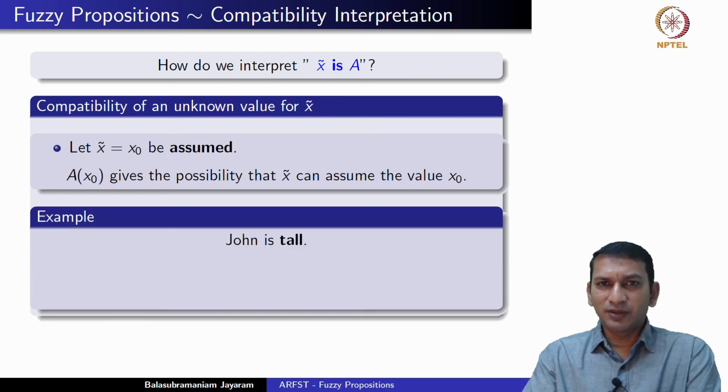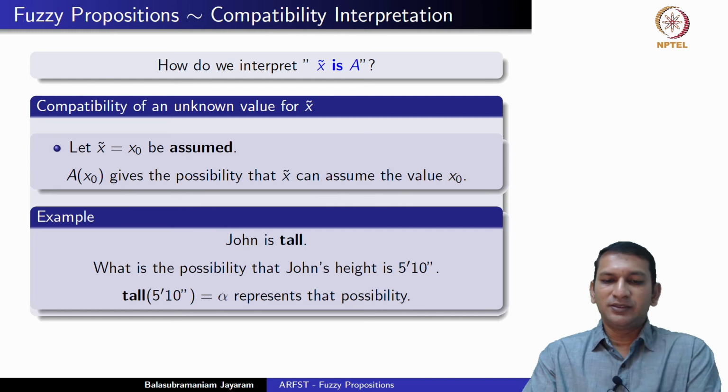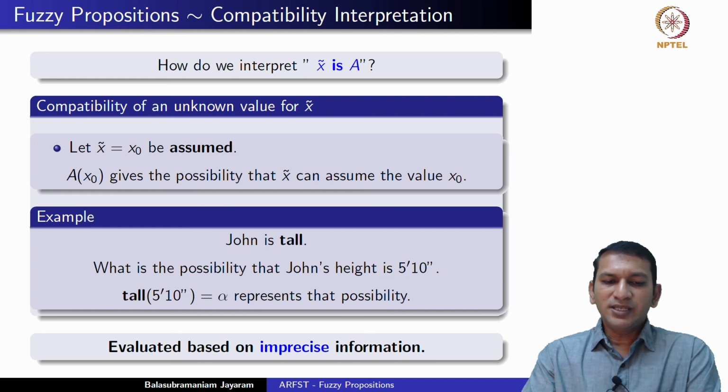Once again, for the case of our example, John is tall. Now we do not know the height of John, but we are asking the question, what is the possibility that John's height is 5 foot 10 inches? So now this alpha, which is the membership value of 5 foot 10 inches in this fuzzy set tall, represents that possibility that John's height would be 5 foot 10 inches. So now, once again, we are evaluating something about the statement, the possibility that John's height is this, based on imprecise information. We actually do not know x naught.